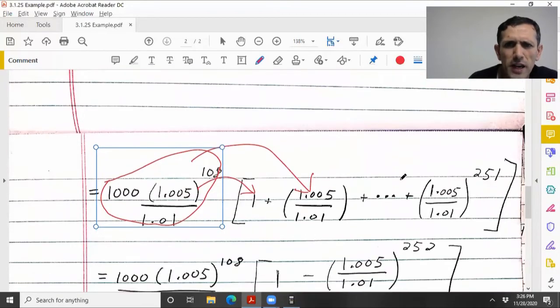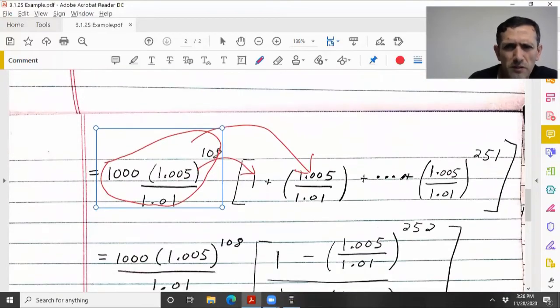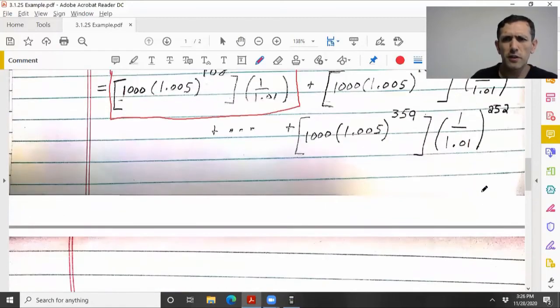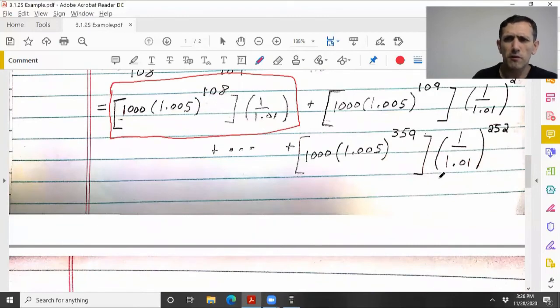So you get the correct exponent for the 1.005. And 251 plus 1 is 252. So you get the correct exponent for the 1 over 1.01 here. So this one is correct. When you FOIL, this one's correct.